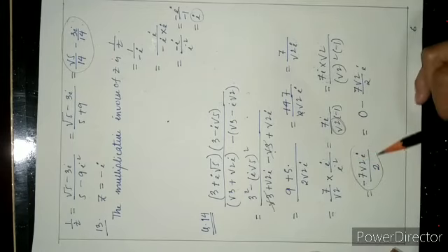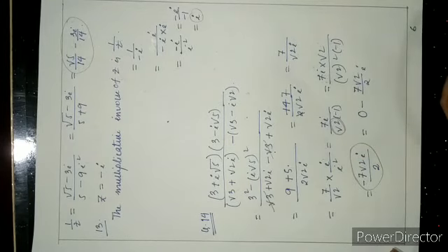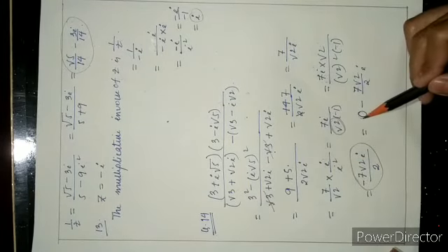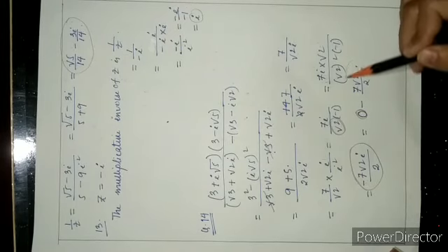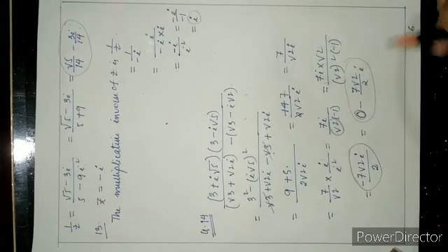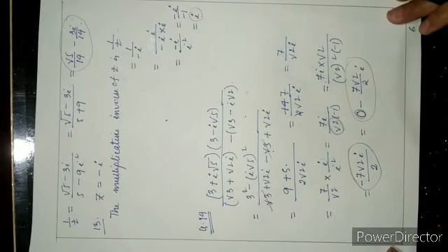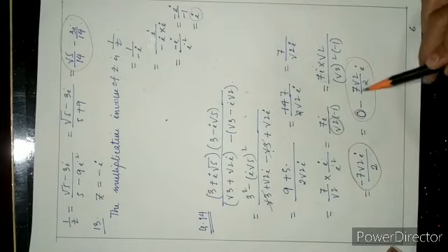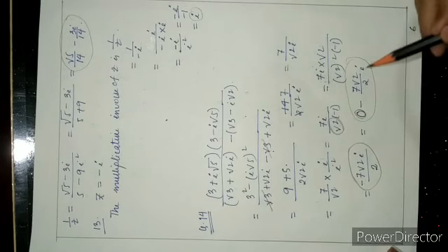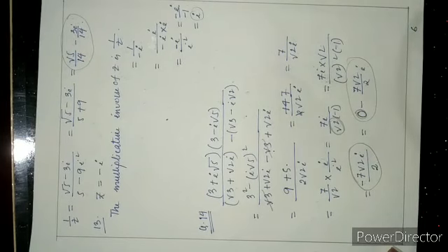Separating the real part and imaginary part, the real part is 0, so 0 minus 7 root 2 divided by 2i, which is in the form of a plus ib. Here real part is equal to 0 and imaginary part is minus 7 root 2 divided by 2. For today, let's end here.